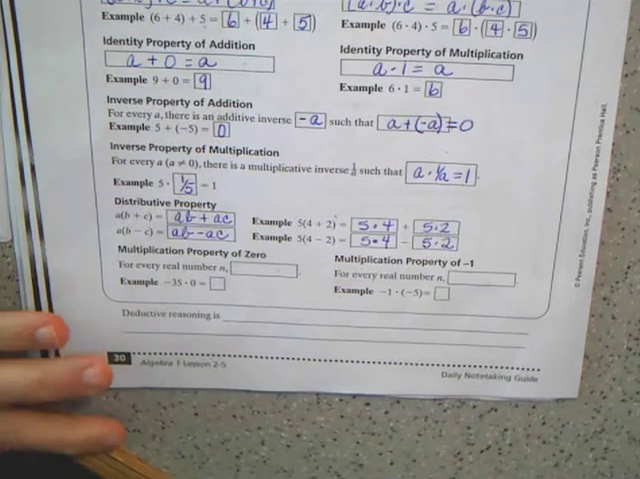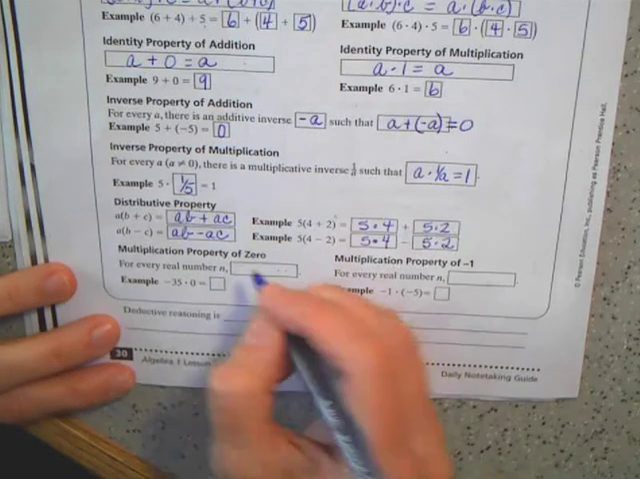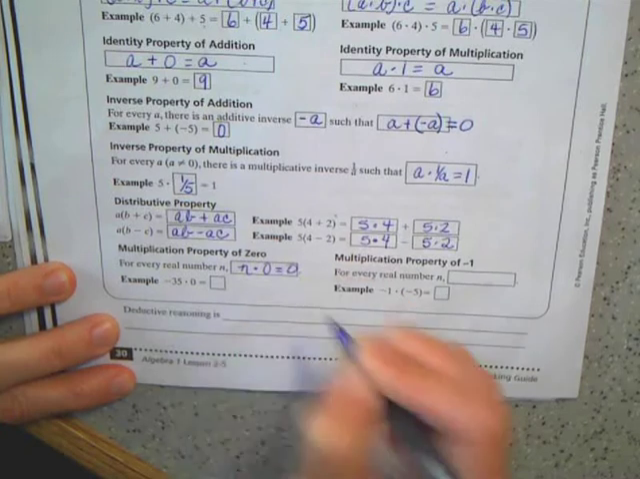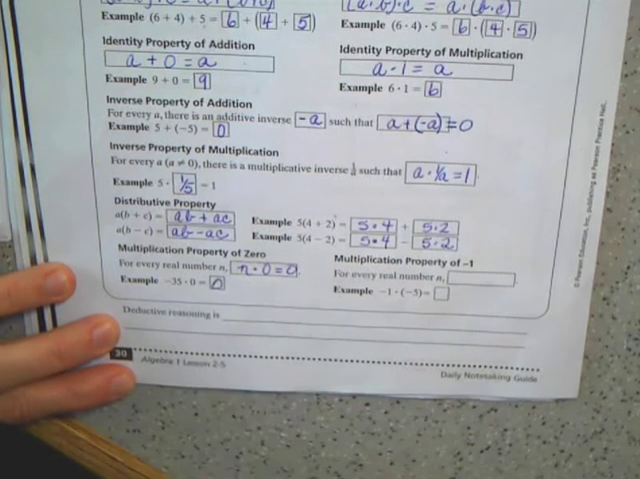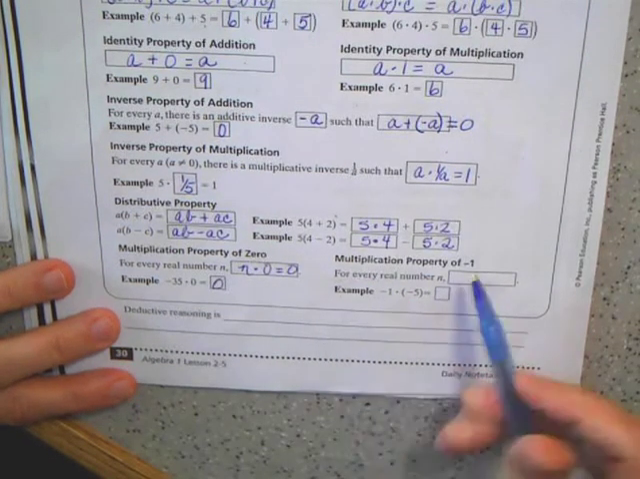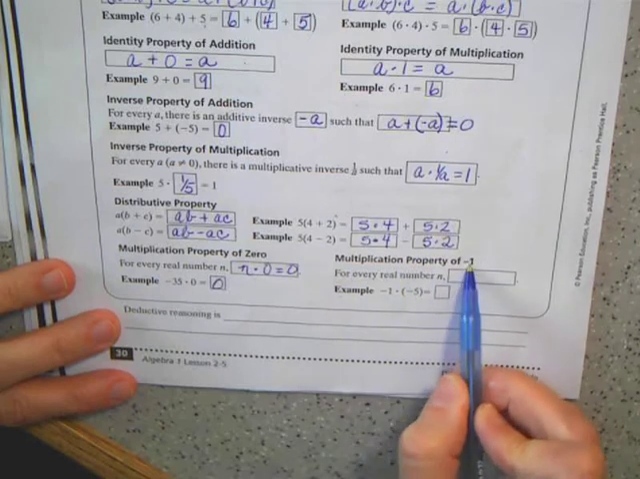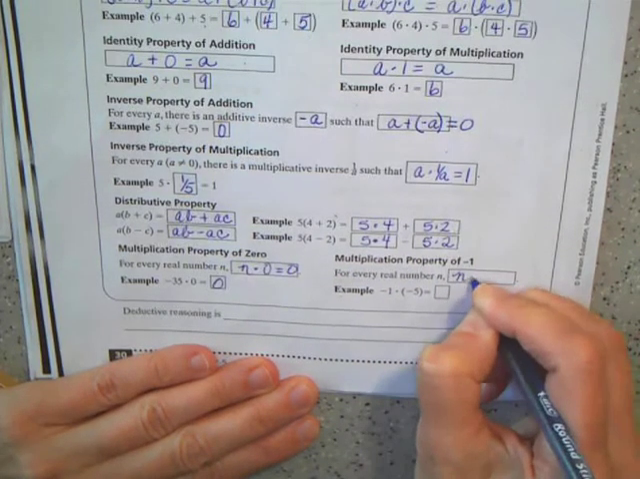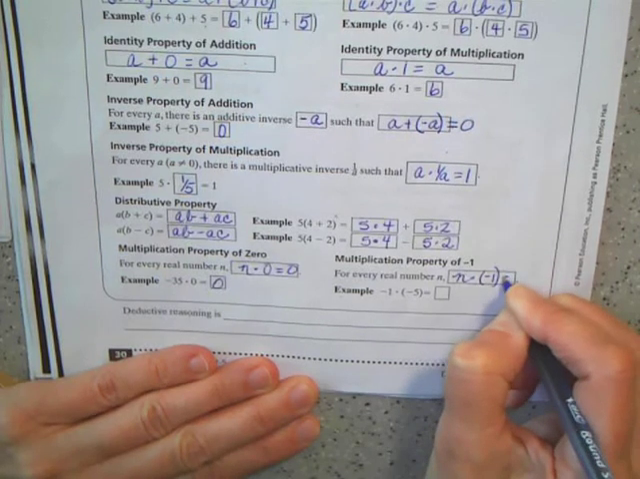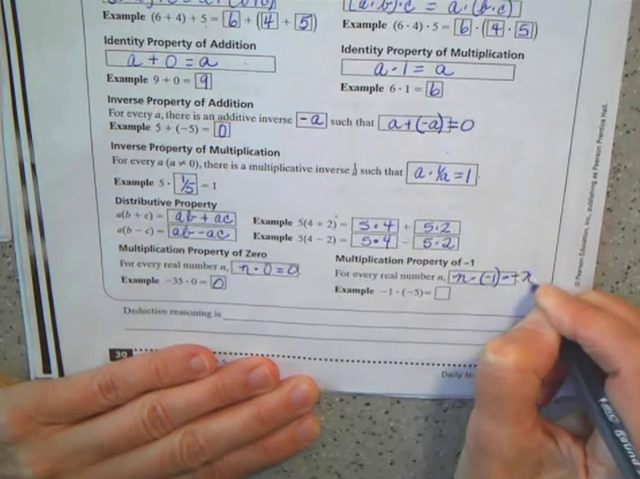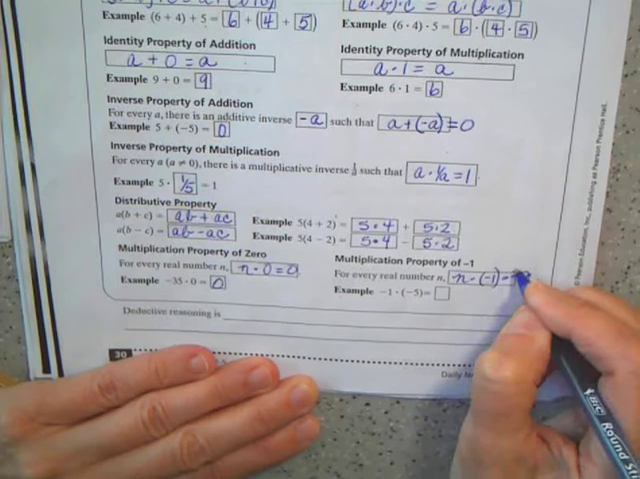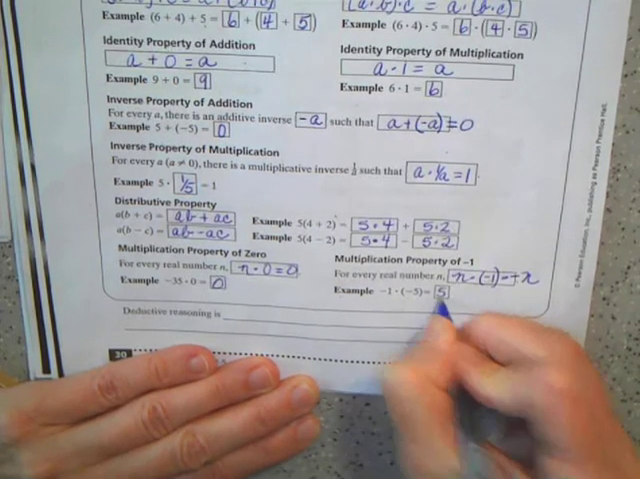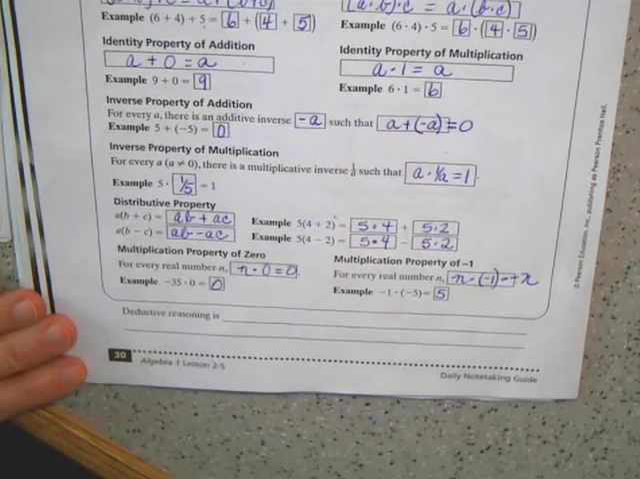The multiplication property of 0 tells us for every real number n, n times 0 is equal to 0. So negative 35 times 0 is 0. Here, multiplication property of negative 1. For every real number n, n times negative 1 is equal to negative n, or the opposite of n. So negative 1 times negative 5 gives me positive 5, if I want a numerical example.